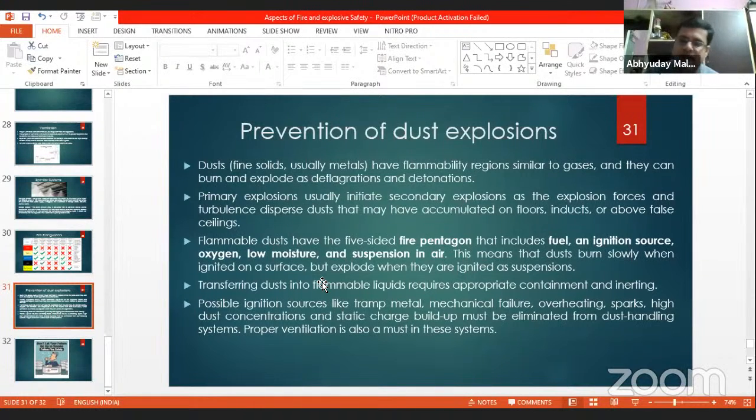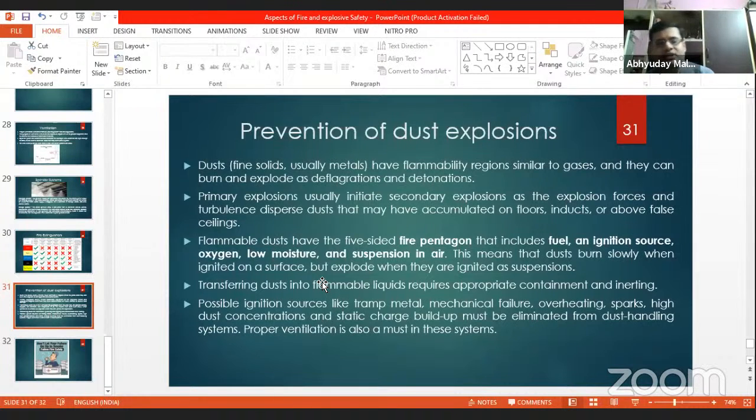Static charge buildup can lead to sparks and dust explosions. And already you know how to prevent static charge buildup by bonding and grounding. So any material or any equipment that is used for handling or conveying these solid dusts should be properly bonded and grounded.